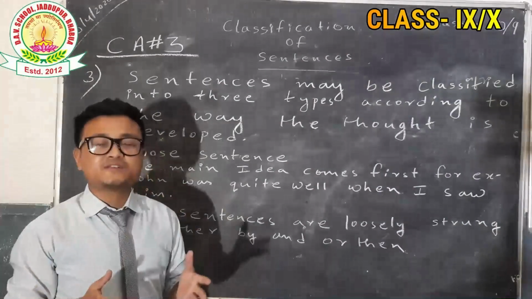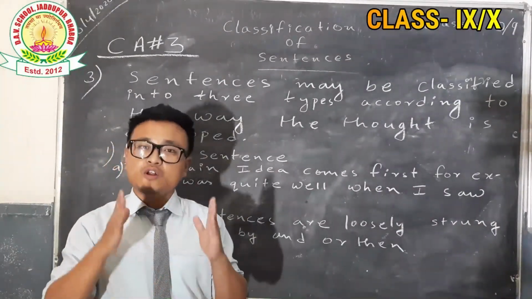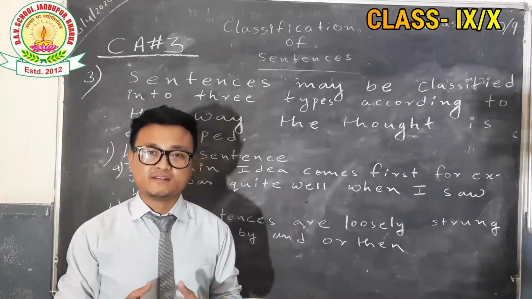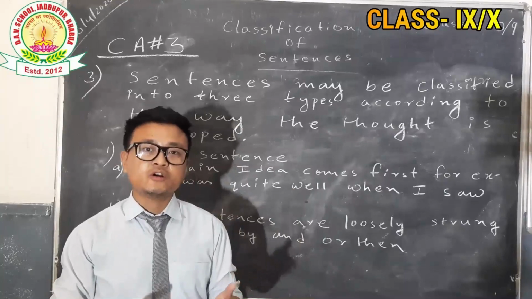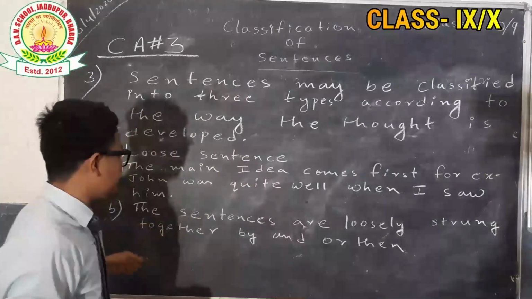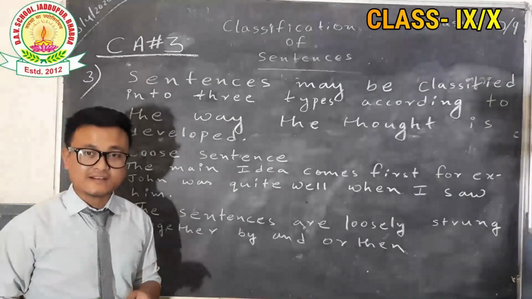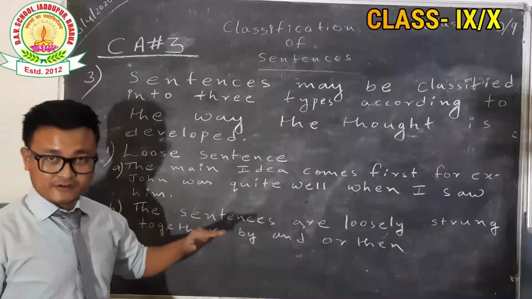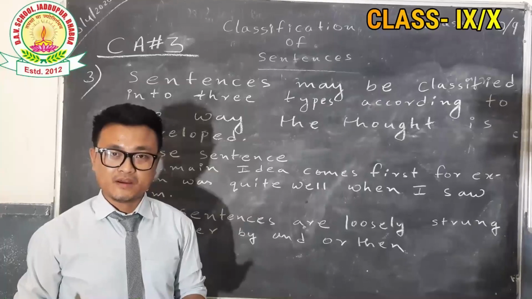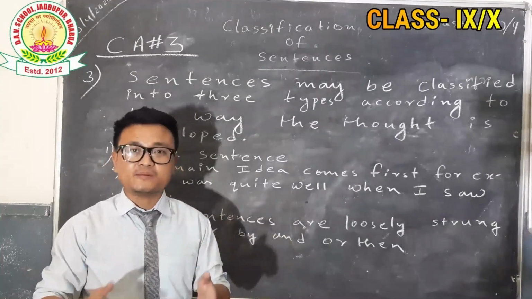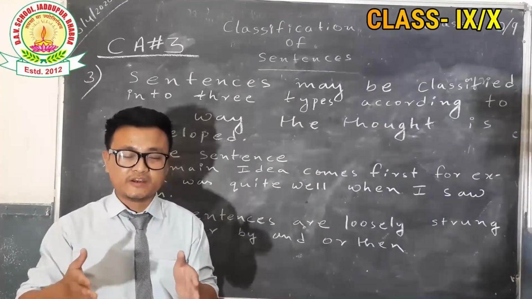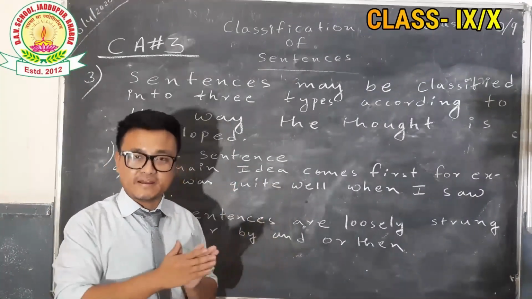In this classification there are 3 types: loose sentences, balanced sentences and periodic sentences. Now we are going to look at each type of sentence one by one. First we will discuss loose sentences. In loose sentences, the main idea comes first. What do I mean by that? The main idea means the purpose of saying or asking something, and it comes at the beginning.